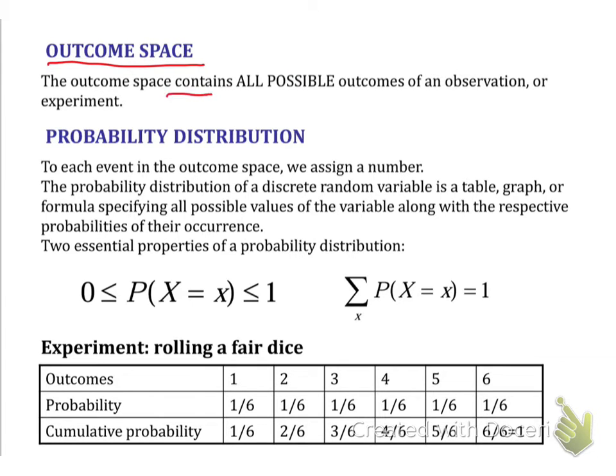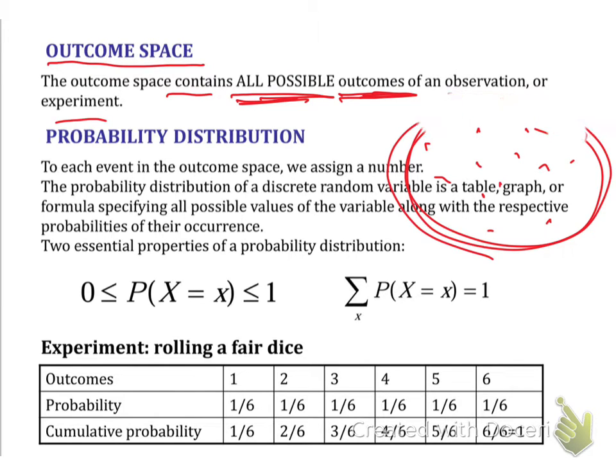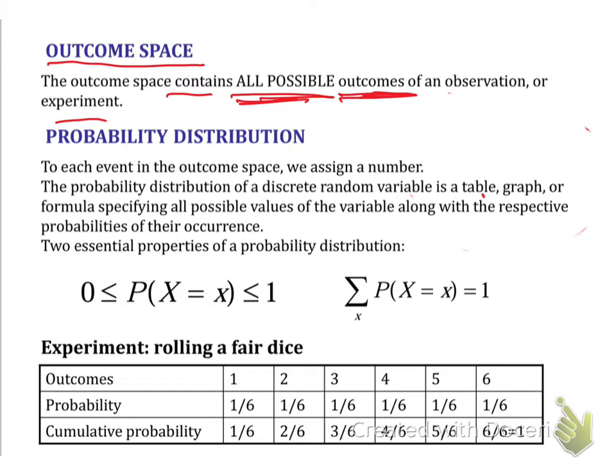The outcome space contains all the possible outcomes, all the possible outputs, all the possible readings, all the possible measurements of an observation or an experiment. So the outcome space is the space which includes all the possible outcomes. Together we call them the outcome or the output, or the reading or the measurement or the observation space. Here we are calling it outcome space: the space that contains all possible outcomes of an observation or an experiment.